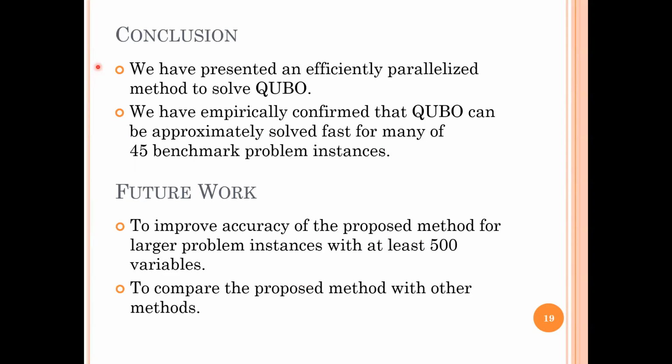I'd like to describe conclusion and future work. First conclusion, we have presented an efficiently parallelized method to solve QUBO. Second conclusion, we have empirically confirmed that QUBO can be approximately solved fast for many of 45 benchmark problem instances. Lastly, as future work, we have to improve accuracy of the proposed method for large problem instances with at least 500 variables. And we have to compare the proposed method with other methods.